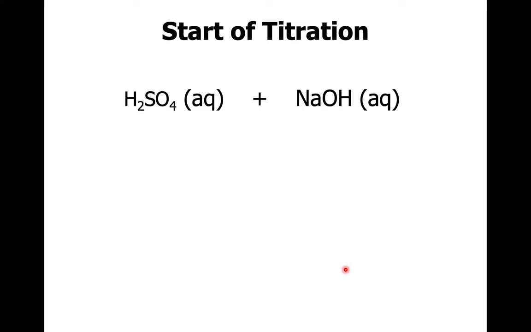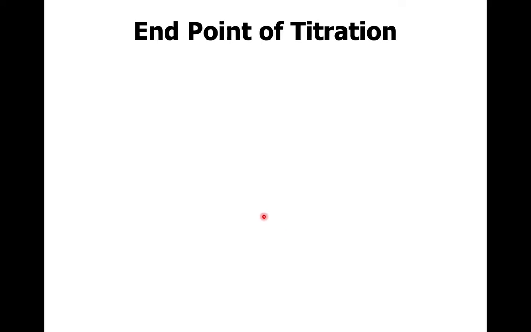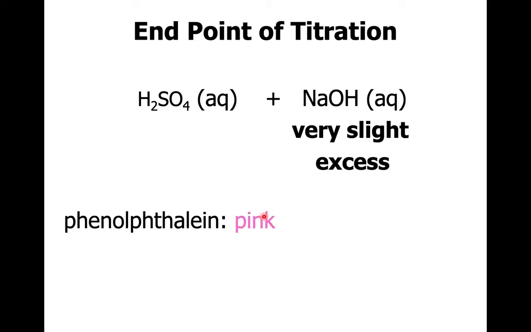All right, let's look at the start of a titration reaction. At the beginning, we're going to have excess sulfuric acid, and we're going to be adding in sodium hydroxide. And so at the start of the titration, there's more than enough sulfuric acid to react with all the sodium hydroxide. The sodium hydroxide gets rapidly used up, and the solution, the phenolphthalein, stays colorless. However, when we get near the end of the titration, where we have an extremely slight excess of sodium hydroxide, then the phenolphthalein changes immediately to pink. It's amazing how quickly this can happen.